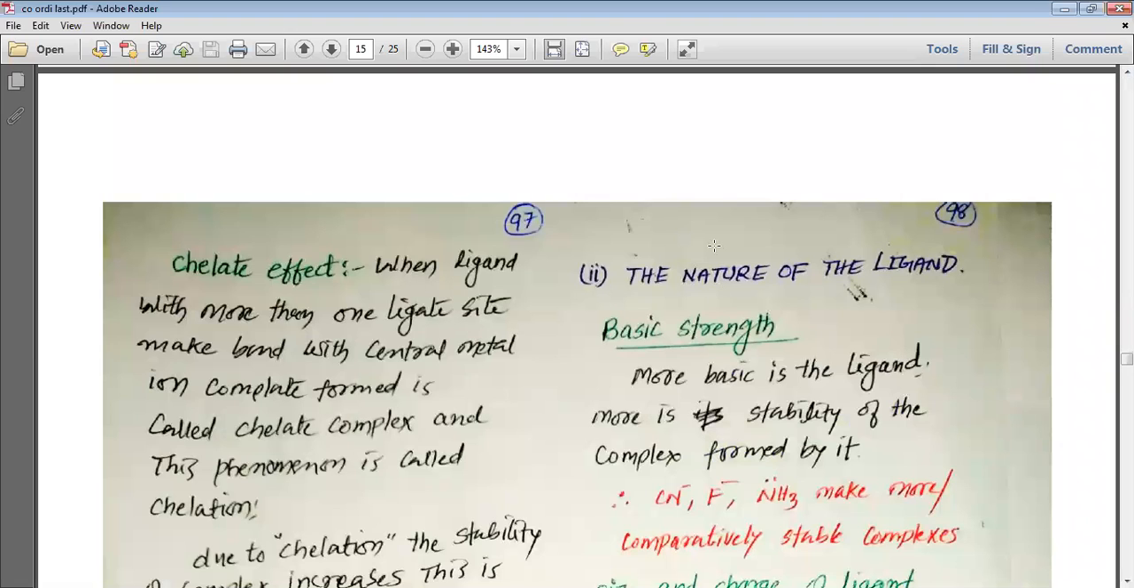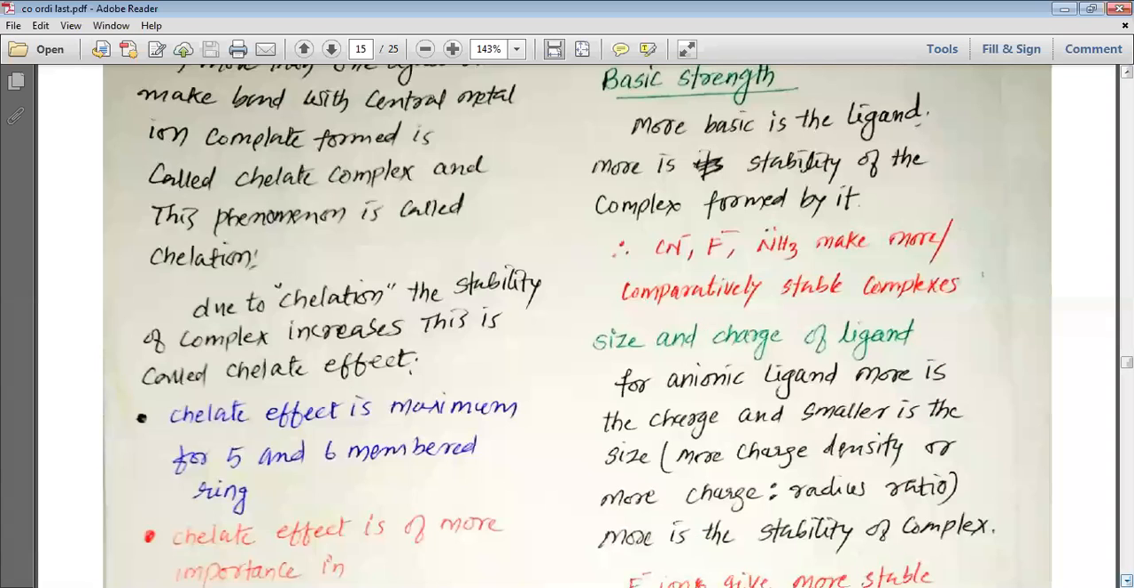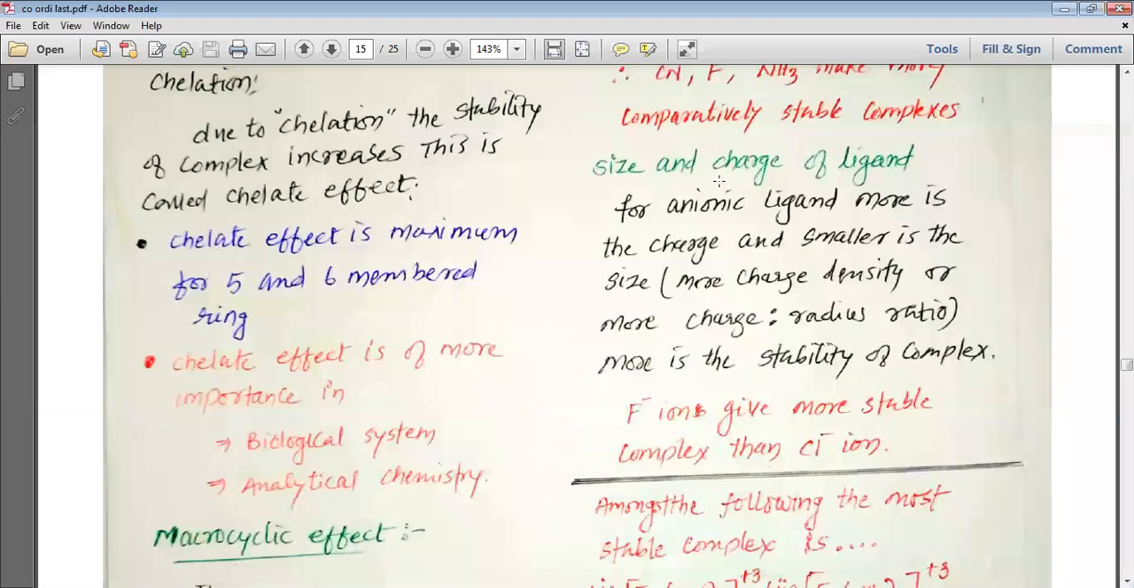Then the factors affecting the stability for the nature of the ligand. We can see that the more the basic strength, the more is the stability of the complex ion. And then we have studied the size and charge of the ligand. For anionic ligand, the more the charge and the smaller the size.